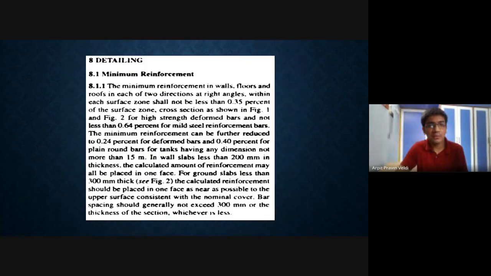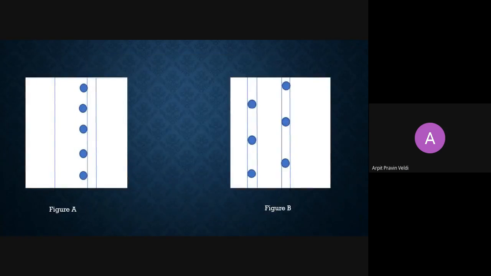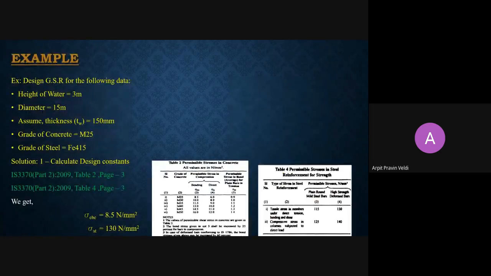This is the detailing given in IS 3370 part 2, clause number 8.1, especially for design for tension, which we are going to see in next slide. As you can see in figure A, if thickness is less than 200 mm, then we provide one-sided reinforcement. And if thickness is more than 200 mm, we provide alternate reinforcement as shown in figure number B.